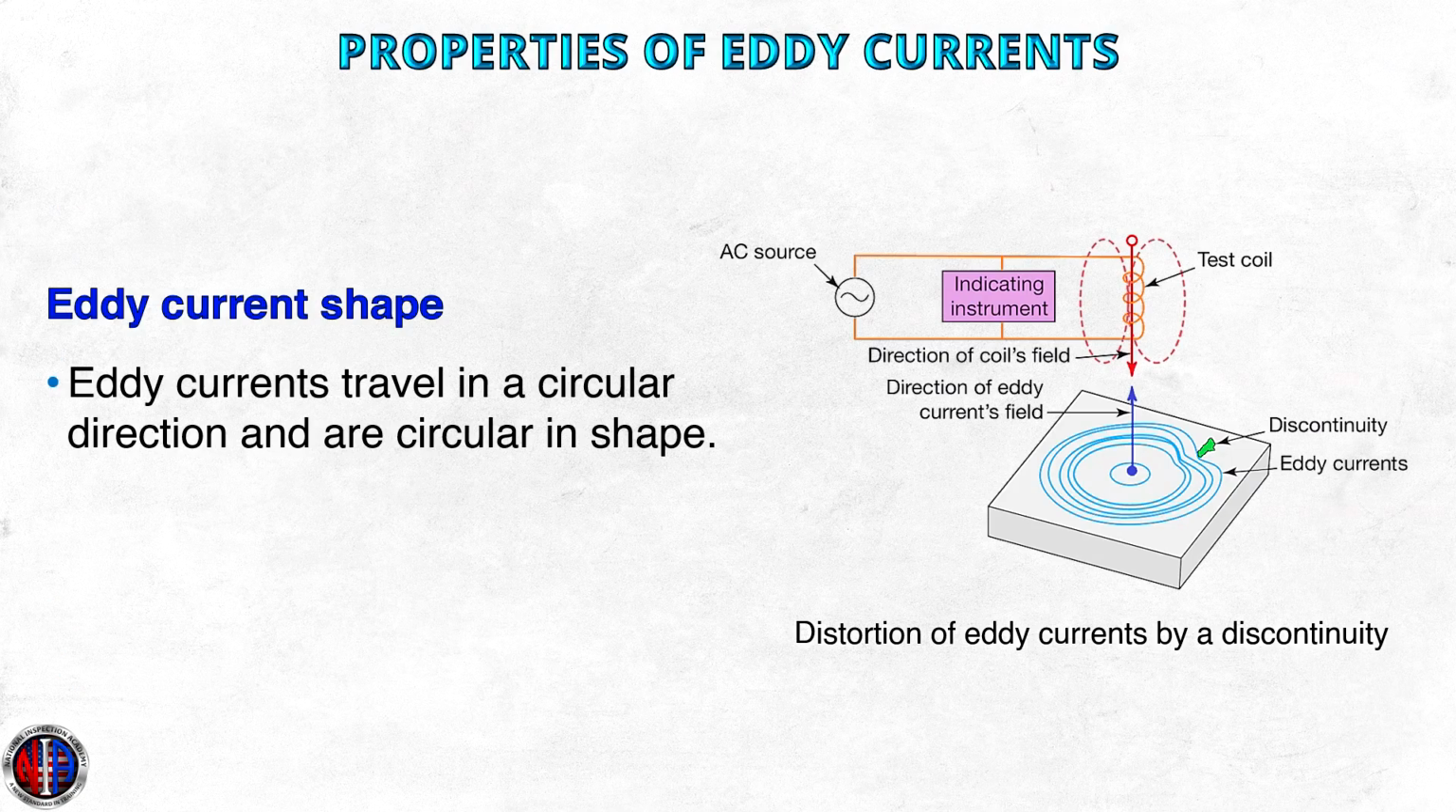Properties of eddy currents. Eddy currents travel in circular direction and are named for their shape, which is similar to swirling currents of water in a stream. The term eddy current means to move in a circular motion.